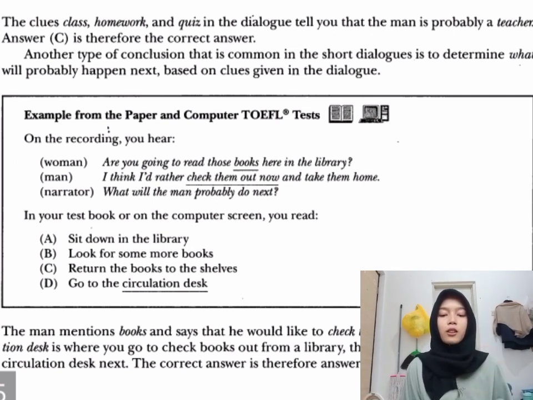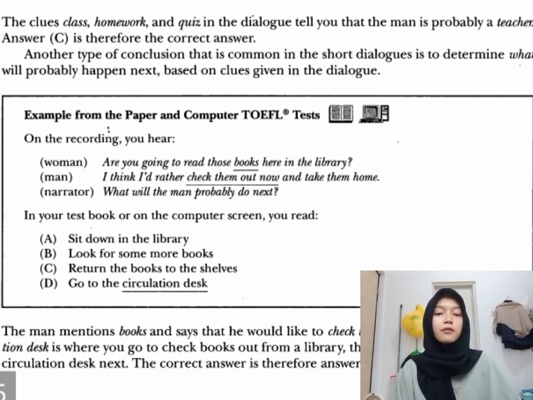Now, what probably happened? On the recording you hear the woman first asking the man, "Are you going to read those books here in the library?" Okay, the place is the library, and probably the man and woman are classmates in the school. And then the man says, "I think I'd rather check them out now and take them home." Narrator: "What will the man probably do next?" What will he do after this conversation?